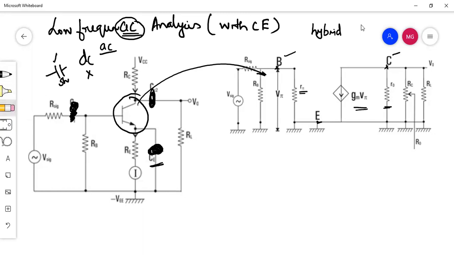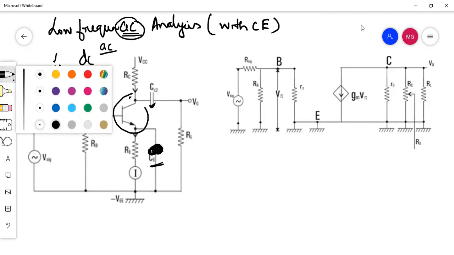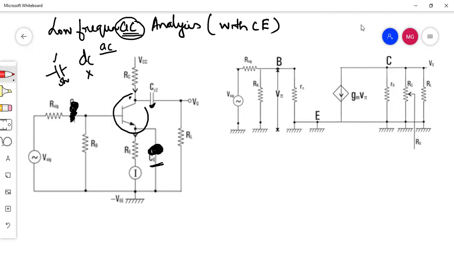Then we'll start from the base terminal. You can see this is the base terminal. At the base terminal, there are two resistors, RB and R signal. Towards R signal, V signal is connected. Okay, this capacitor is short circuit, so we don't need to consider it. So to the base, there is RB resistance, there is R signal and V signal.